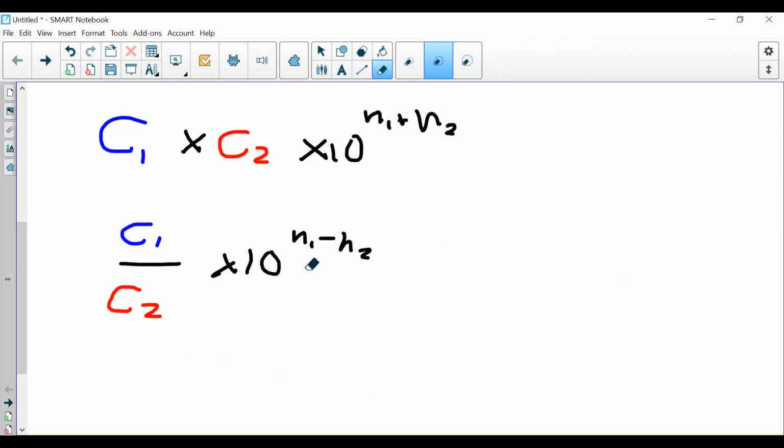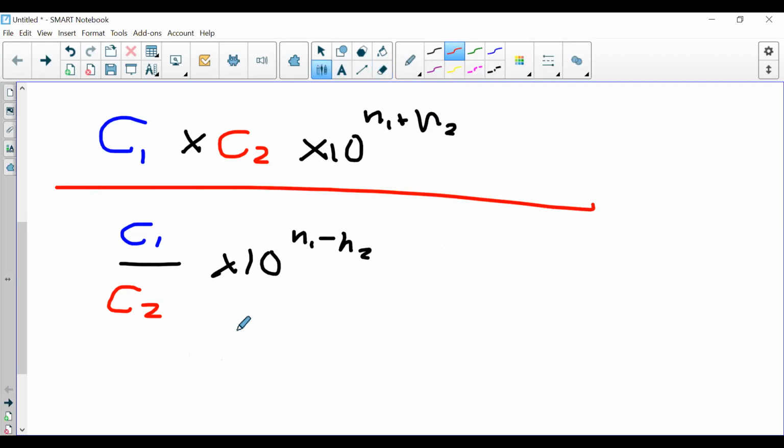Now, I wrote this weird, and you can write it like that if you want, but what you're going to say is you multiply coefficients and add the exponent. And then for division, you're going to divide the coefficients and subtract the exponents. I'm just going to draw a line between that.